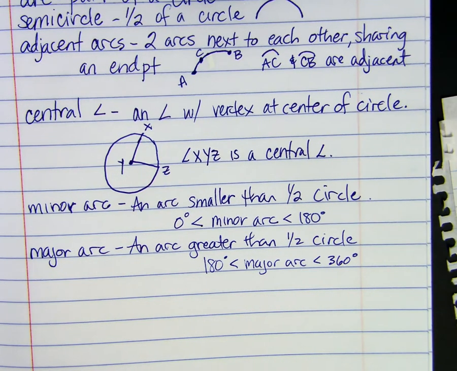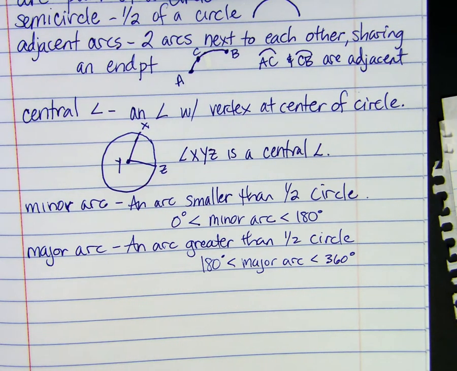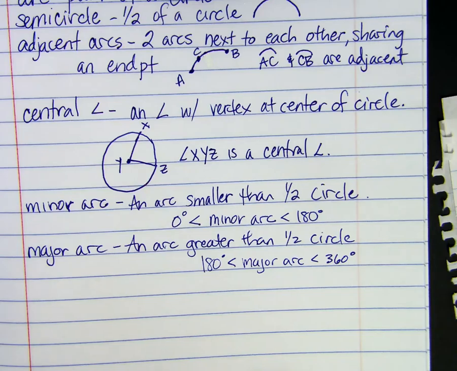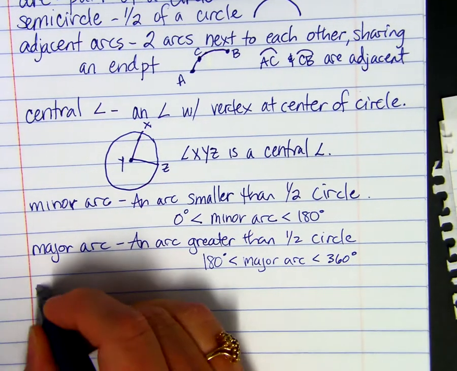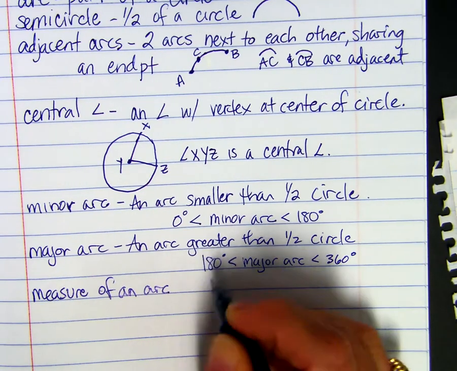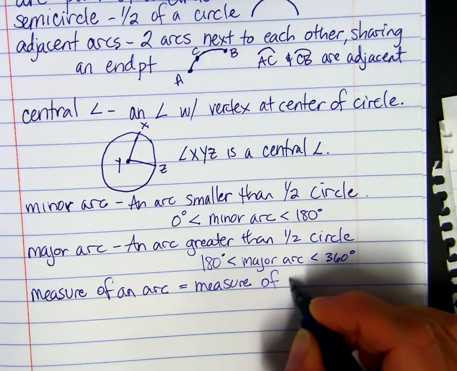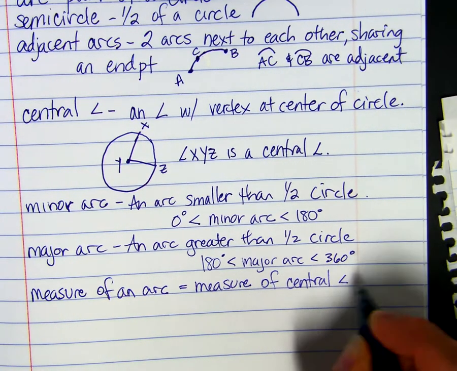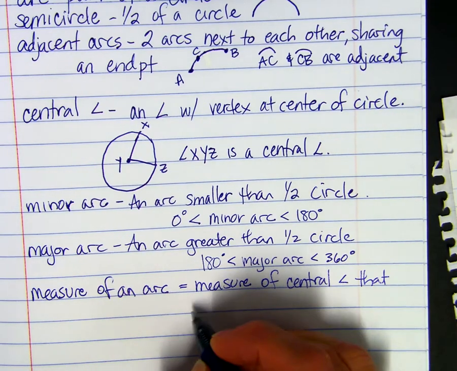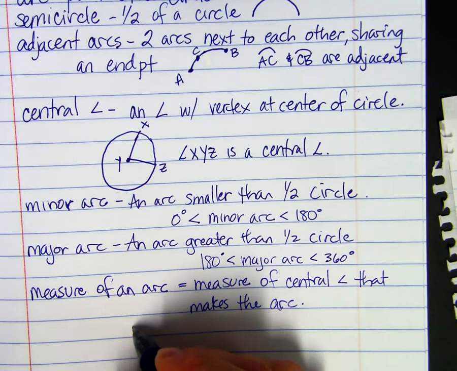When we're measuring arcs, we measure them in degrees, and the measure of the arc is equal to the central angle that makes that arc. So whatever the angle measure is in the central angle, that's going to be your degree angle of your arc. So we're going to just write down measure of an arc is equal to the measure of the central angle that makes the arc. So we're going to do a picture.